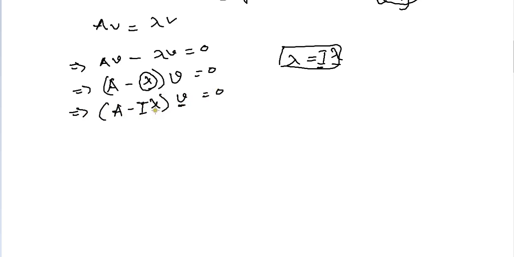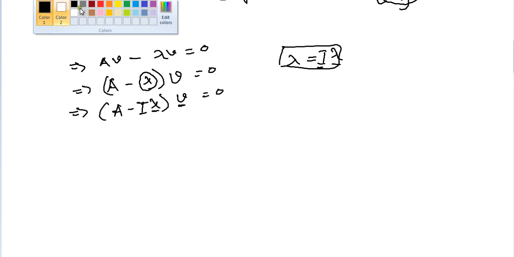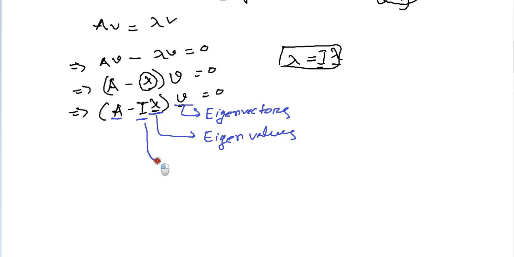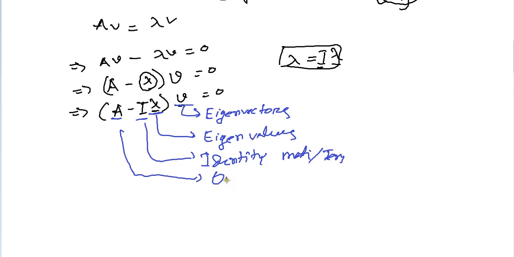I'm changing the color, so it will be better for you to visualize. These are the identity matrix, and these are the eigenvalues, and A is the original tensor, and these are the eigenvectors. So we can write the following equation. Definitely the eigenvector should not be a zero vector, so it is always a non-zero vector.